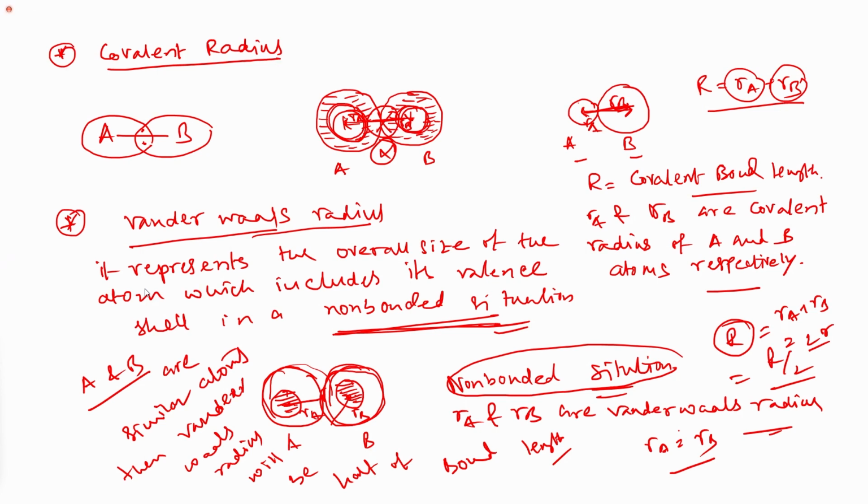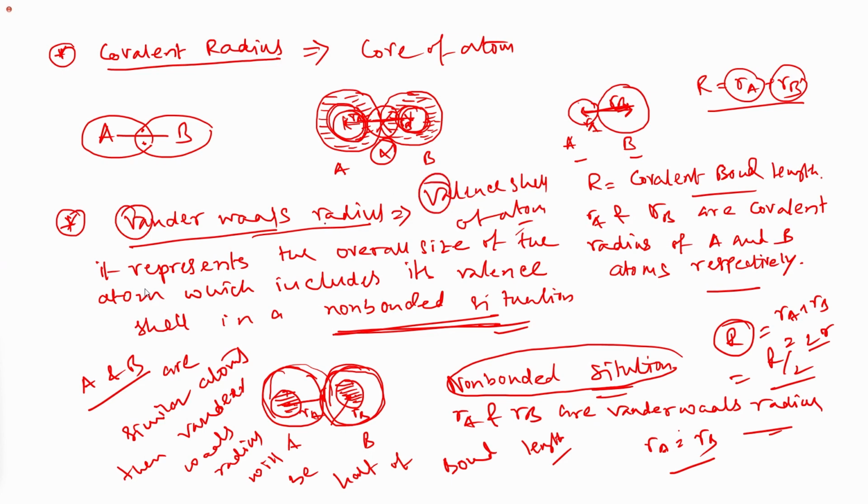For the covalent radius, just remember the core of the atom, and for the van der Waals radius, just the valence shell of atoms. Van der Waals is V and valence shell is V. In this way you have to remember: for the van der Waals radius, the valence shells, and for the covalent radius, C and C, so the core. Okay, so this is the point.